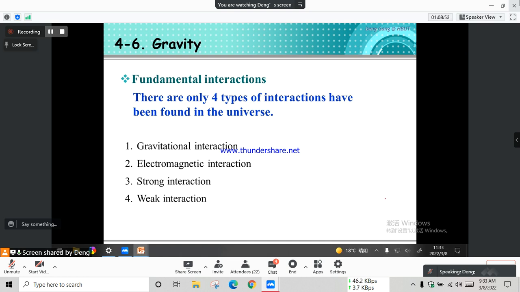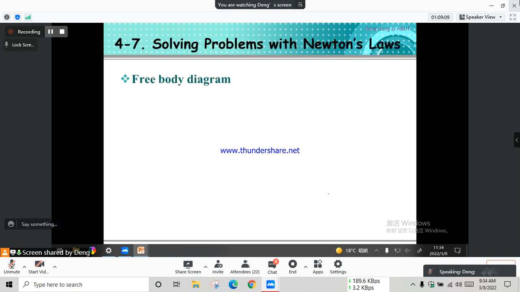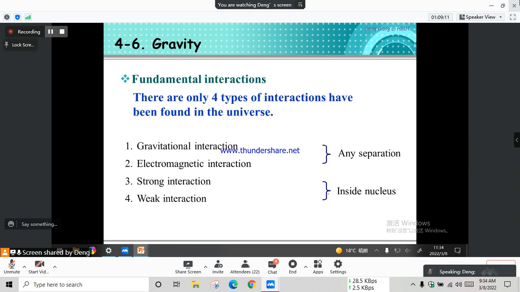So we have found only these 4. The first 2 at any separation, and these 2 only inside the nuclei at some subatomic level. So this is the force in physics. In the previous section, we discussed the force in mechanics.